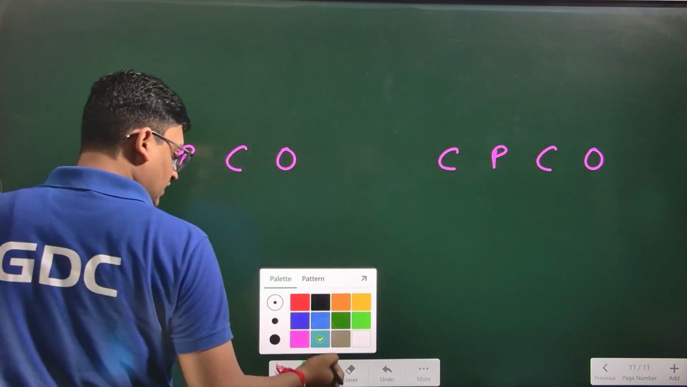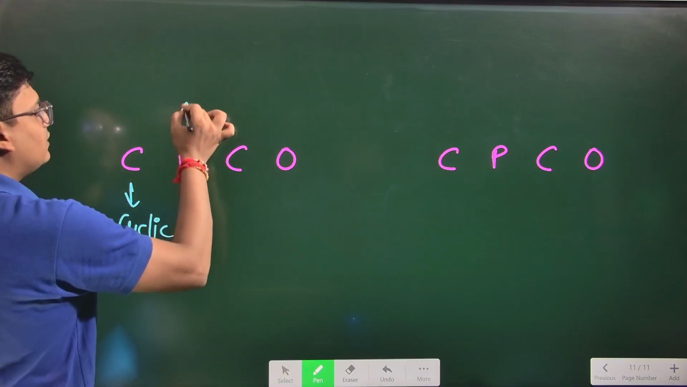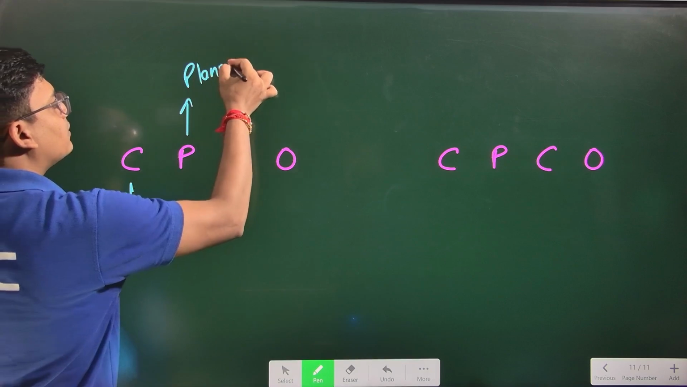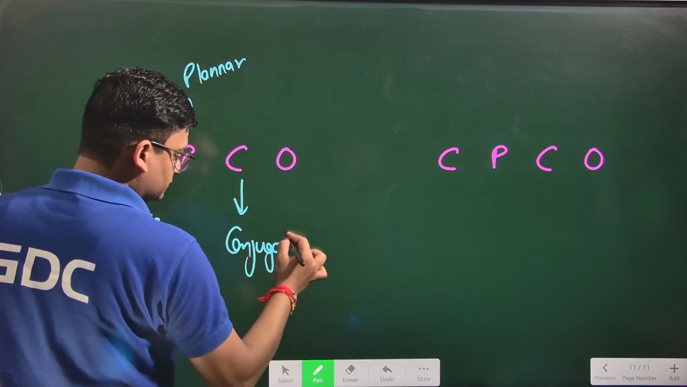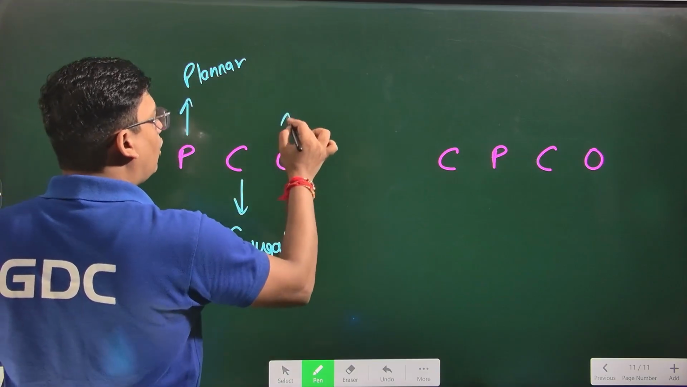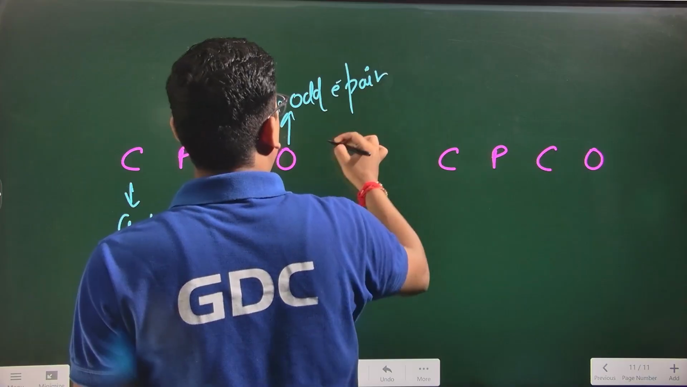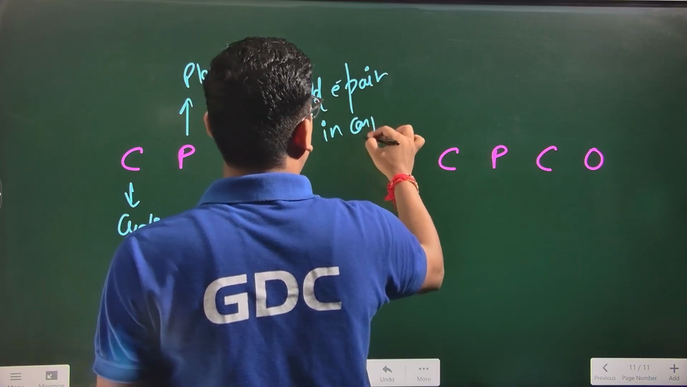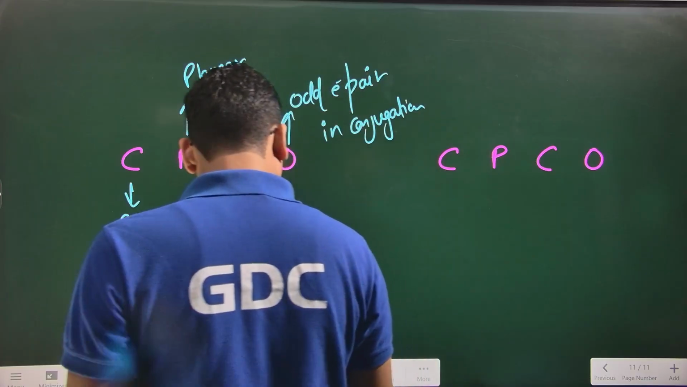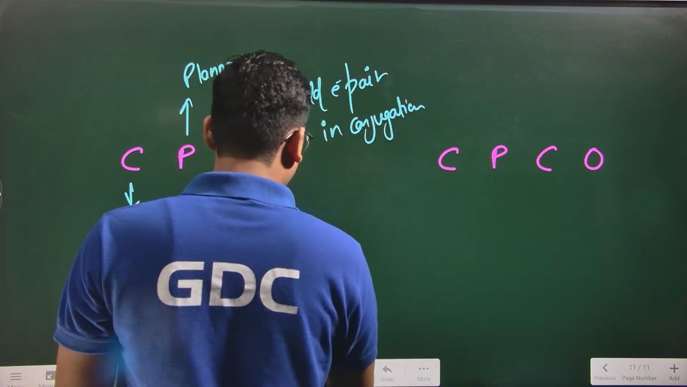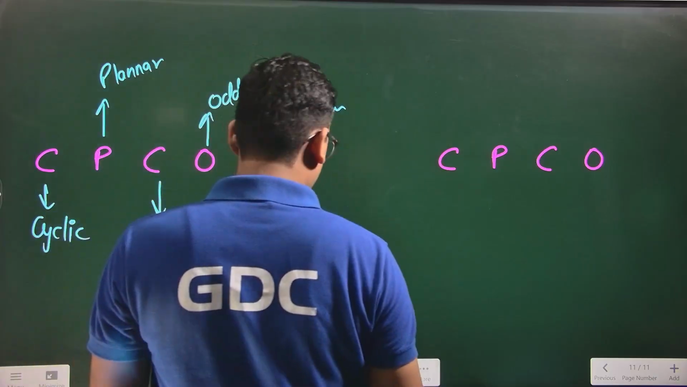That is, if the compound is having cyclic, planar, complete conjugation, and an odd number of electron pairs in conjugation, it will be an aromatic structure.